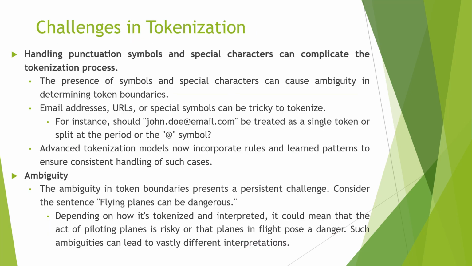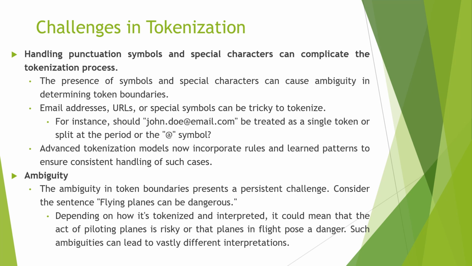Now let's discuss challenges in tokenization. When we have punctuation symbols and special characters, it will complicate the tokenization process. For example, an email ID will have a dot symbol, an at symbol, and some special characters in addition to the words. So we have to take care of these things while handling tokenization. The tokenization model should incorporate rules to split the given input into learnable patterns, and it should ensure consistency.